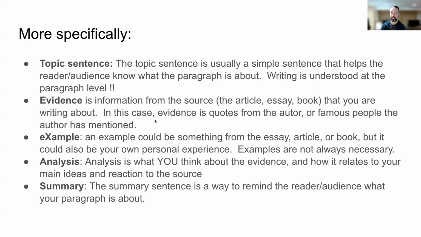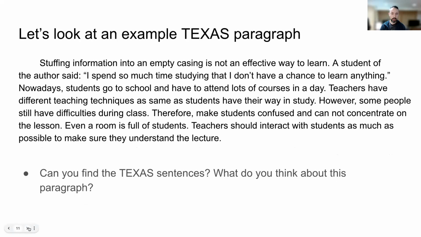Evidence is information from the source, the essay, the article, the book, the movie that you're writing about. And this week, we're using quotes as evidence. An example could be something from the text, from your personal experience, or it's just a way to further describe the evidence. And analysis is what you think about the evidence, your own opinion and how it relates to your main ideas and your reaction or response to the text in the class. And then a summary sentence, again, is a way to remind the reader what your paragraph is about. Okay, great.